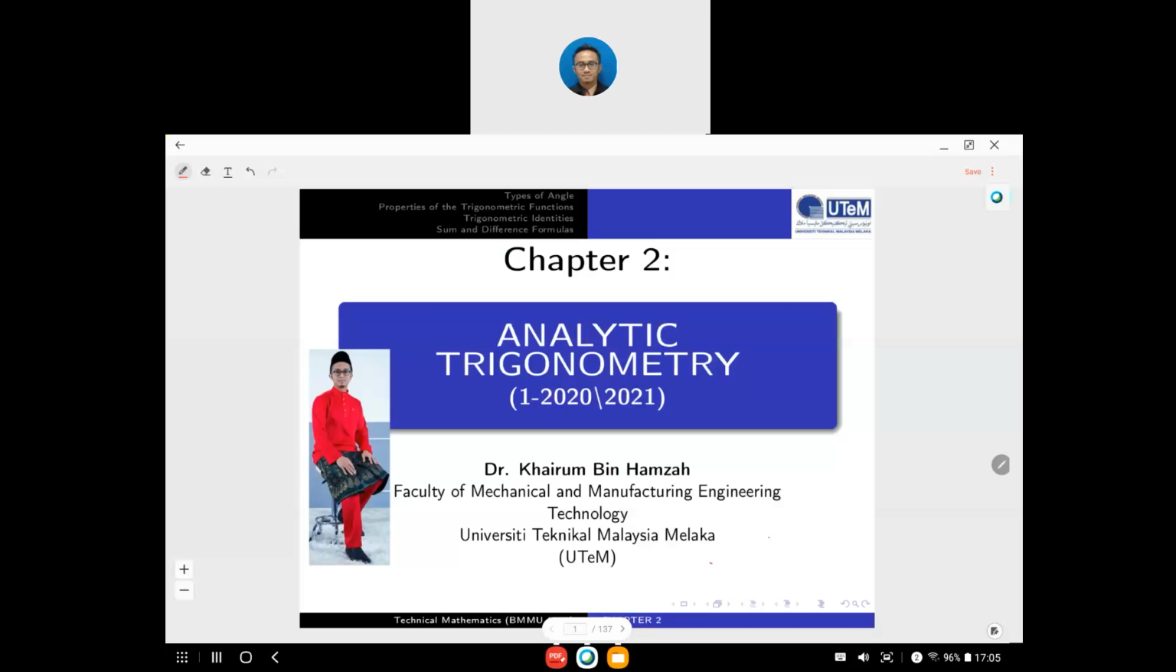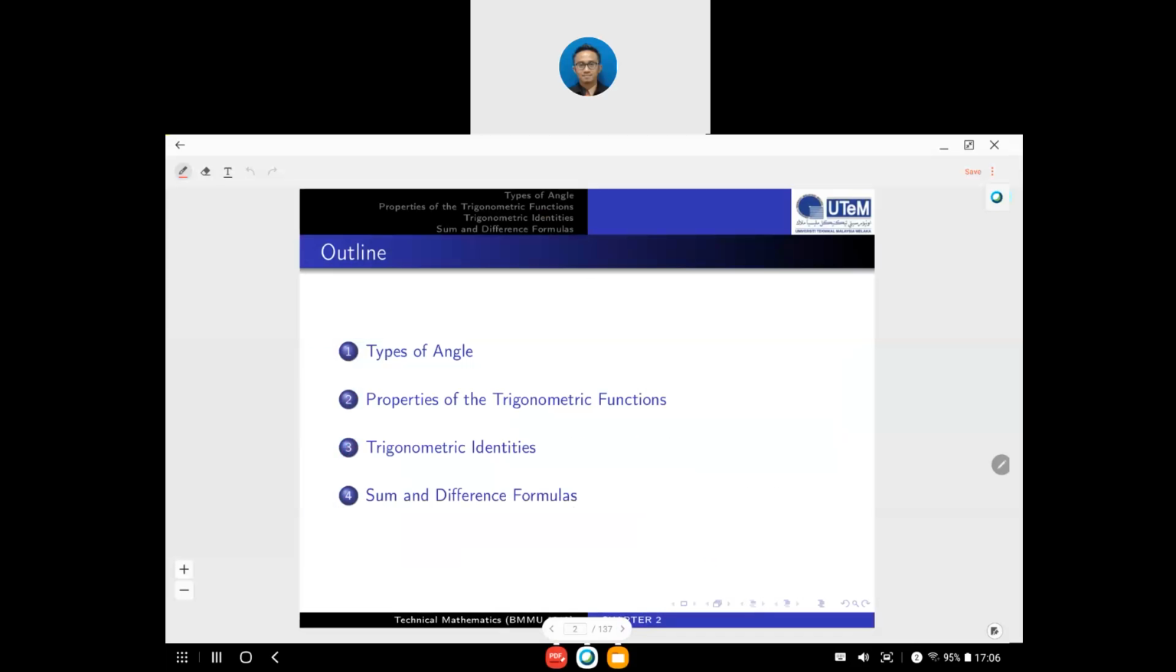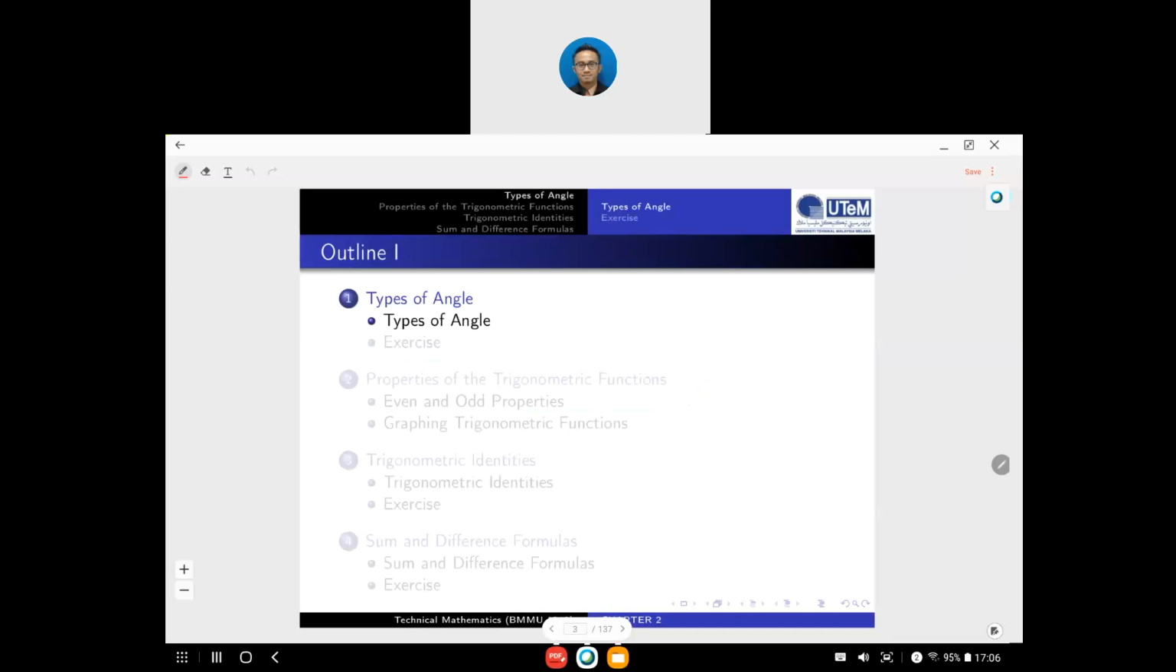So today we continue our lecture on chapter 2, which is Analytic Trigonometry. Last week we already learned about this chapter, so today we continue. For today's outline, we are going to learn about types of angles, then properties of trigonometric functions, trigonometric identities, and last but not least, some different formulas. Let's proceed to the first one, types of angles.